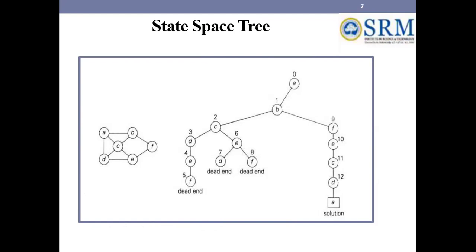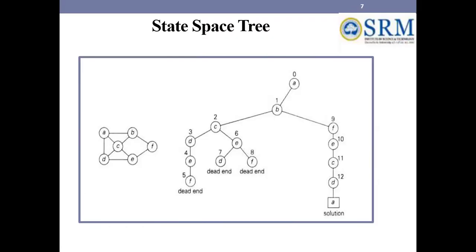Now node number 7, for D. What are the adjacent nodes for D? A, C, E. See the path: A and C are already added in the path, so we can't add them. We are not able to explore further. But it's not a solution because all nodes are not visited; A, B, C, D, E, F is not fully visited. So this is not a feasible solution for a Hamiltonian cycle. So that is called a dead end. It is not possible to explore to the next level.